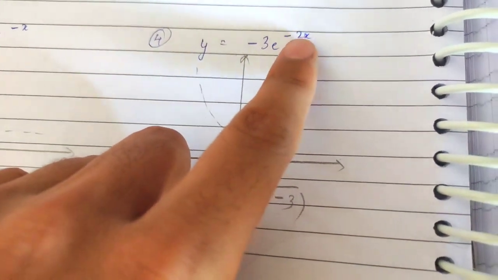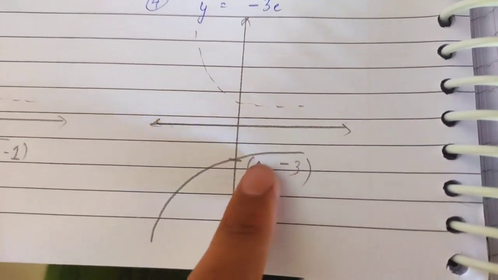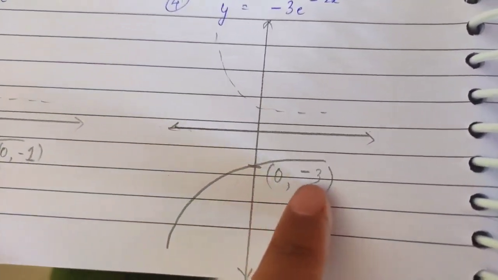And if any number is multiplied with the power, then it does not change anything in the graph. So it will be a graph like this, and 0 comma minus 3.